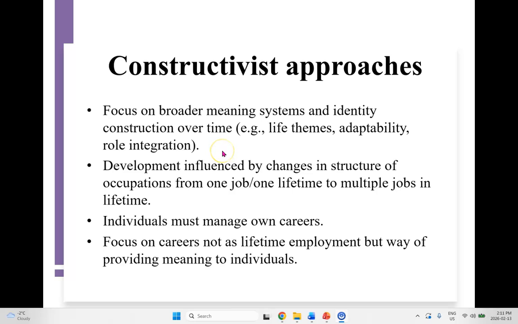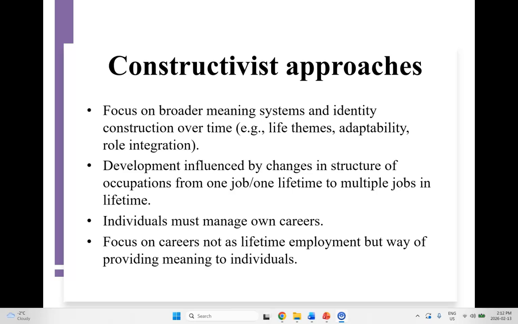So if we just talk about constructivist approaches for a moment, these focus on broader meaning systems and identity construction over time. So they emphasize more the idea of life themes, adaptability, and integrating roles into their life and their career. The development of this approach was influenced by changes in the structure of occupations from one job and one employer over one lifetime to multiple jobs in a lifetime.